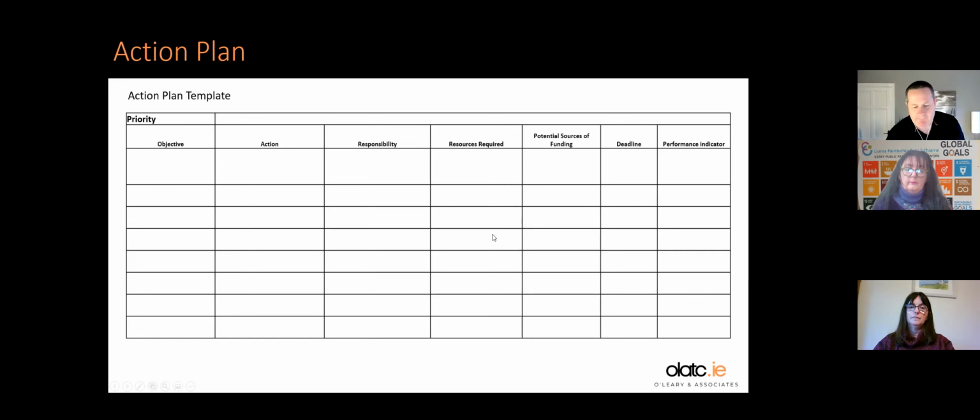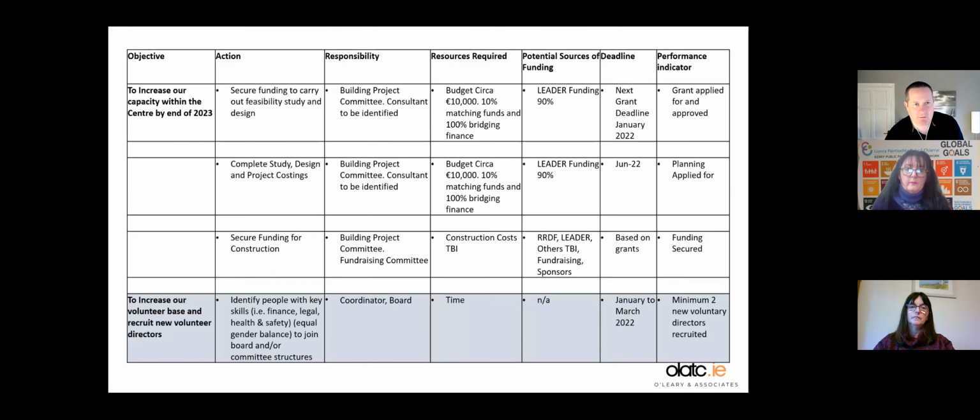So I was going to show you an example, just a simple example of what I mean by this. We're working on a couple of different projects at the moment with communities who have existing facilities, but they're not up to scratch anymore. They're not big enough. They're old and falling down, and we're working with them on a feasibility study. So their objective was, let's say, to increase their capacity within the centre by the end of 2023. They want to build an extension in one case.